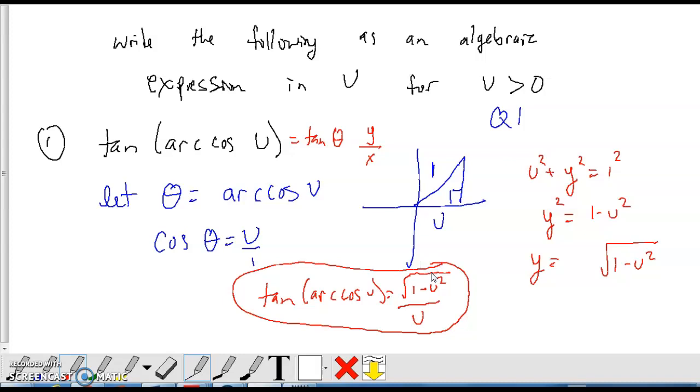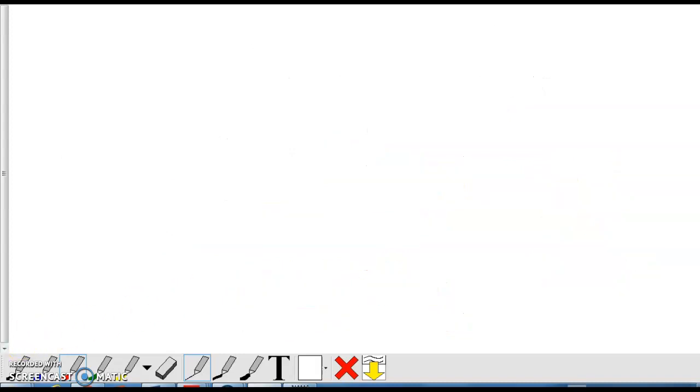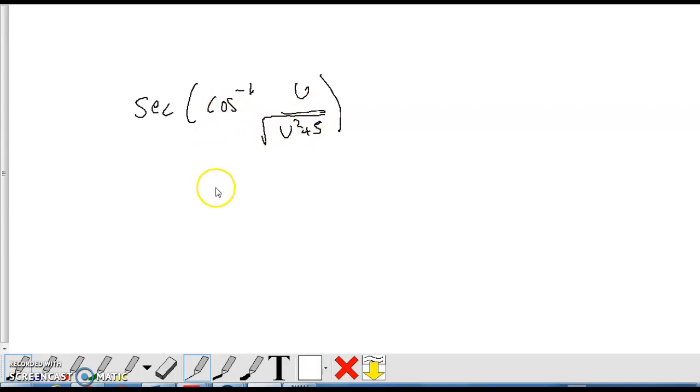So again, we can totally do these with other problems. Look for hints. So like if you see the secant of the inverse cosine of U over U squared plus 5, right? What you're going to notice is that these are reciprocals of each other. So this answer, if we tried working this out, would just be the radical of U squared plus 5 all over U. So try working that problem out and see if you get that as your answer.